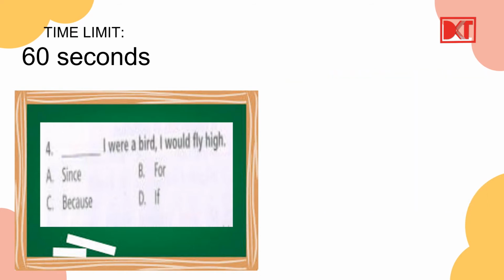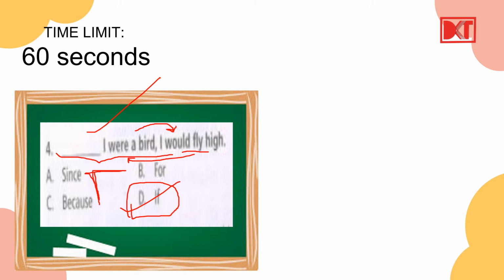Next, dash I were a bird, I would fly high. A. Since I were a bird, B. For I were a bird, C. Because if I were a bird, or D. If I were a bird. Correct answer is D. If I were a bird. Talking about the conditionality here. If I were a bird, what would I do? I would fly high. There is a condition that I would fly high only when the situation arises that if I were a bird. All right. Others are used for some sort of reasoning, providing certain reasons or conclusions.